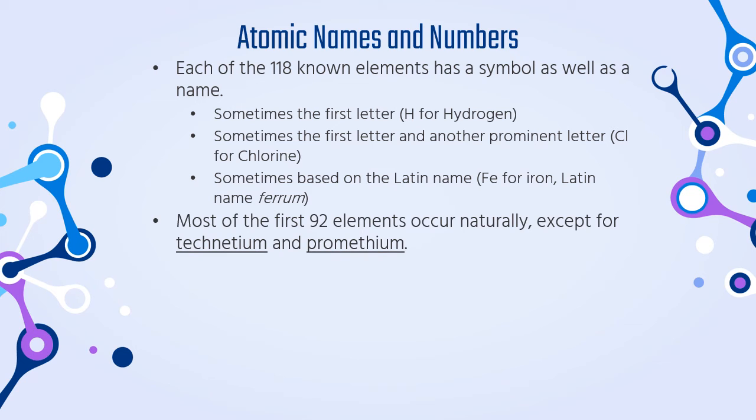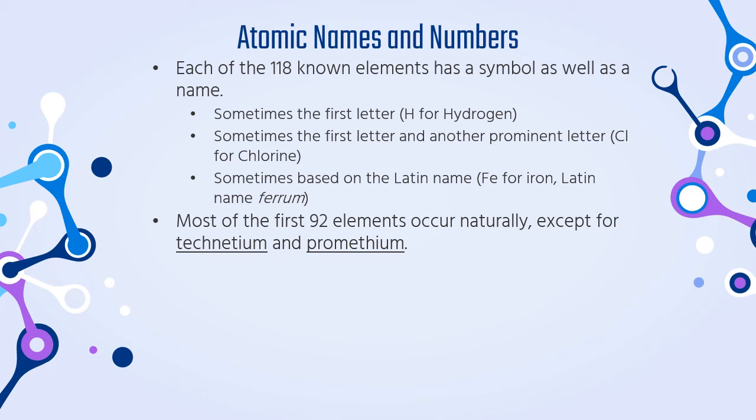Most of the first 92 elements, so elements with 1 to 92 protons, occur naturally. That means they're already in nature, just the way God made them. The exceptions are technetium and promethium. Technetium has the atomic number of 43, so 43 protons, and promethium has the atomic number 61. These elements are man-made, so they have to be created by man. They don't naturally occur. You wouldn't find them except under very, very rare circumstances.